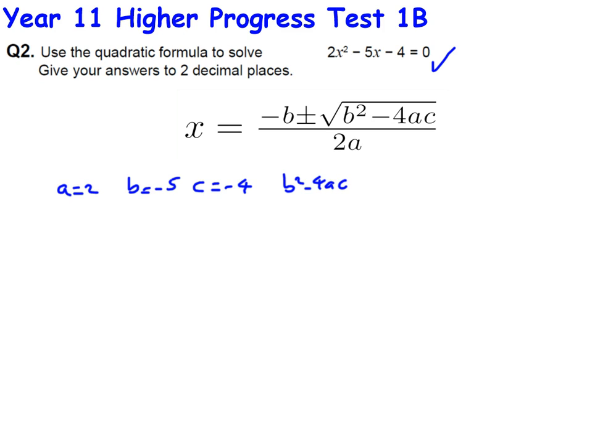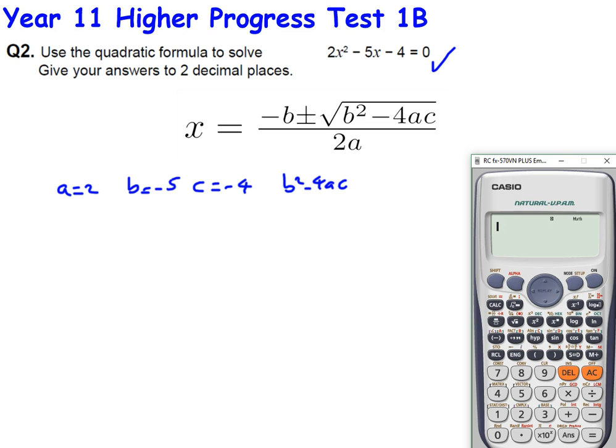Now at this point is where I'm going to use my calculator. So we need b squared, so that's negative 5 all squared. So remember to put your negative in brackets before you square it. Take away 4 multiplied by 2 multiplied by negative 4. Now we get the discriminant to be 57.